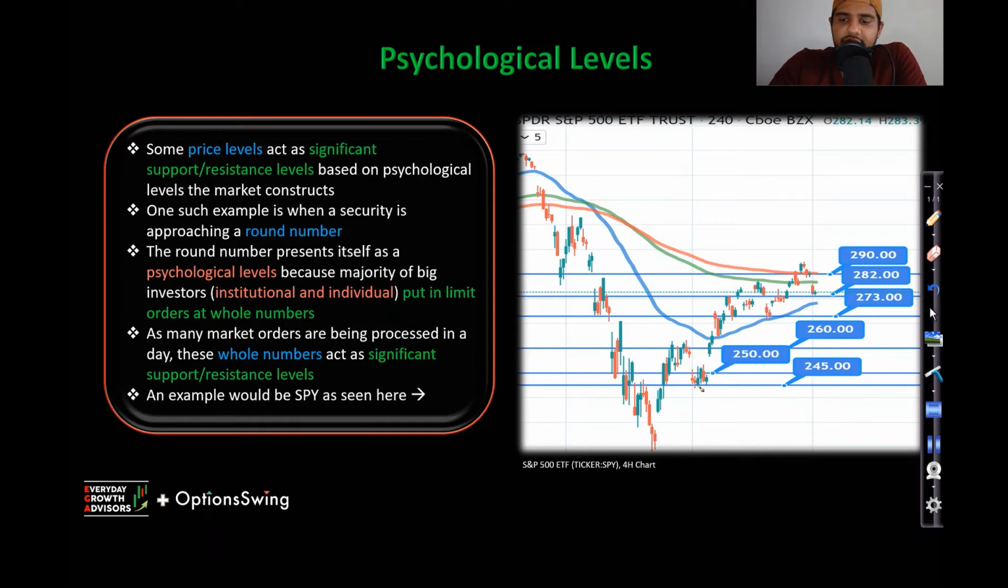You can see them right here. For example, 245 ends up being a strong support level. 260 ends up being a strong resistance and a support. This ends up being a support here and a resistance. So you can see how that happens. When you are approaching round numbers, for example when SPY approaches 300, that would be a big psychological level. Also, as many market orders are processed in a day, whole numbers are preferred levels of price action over decimal numbers. The same goes for options. When you see a contract at $275 versus $275.50, you'll realize the one with the whole number will have more volume and open interest. Just keep that in mind.